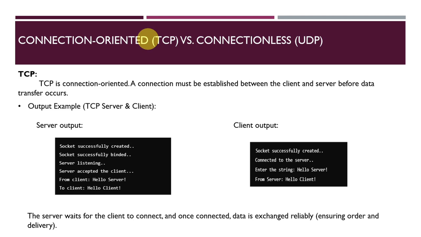Output example of TCP server and client. Here is the server output, here is the client output. The server waits for the client to connect, and once it is connected, data is exchanged reliably, ensuring order and delivery.